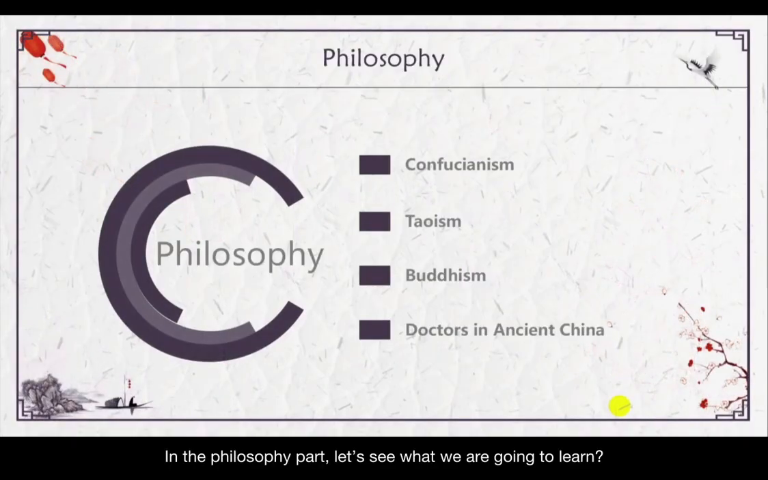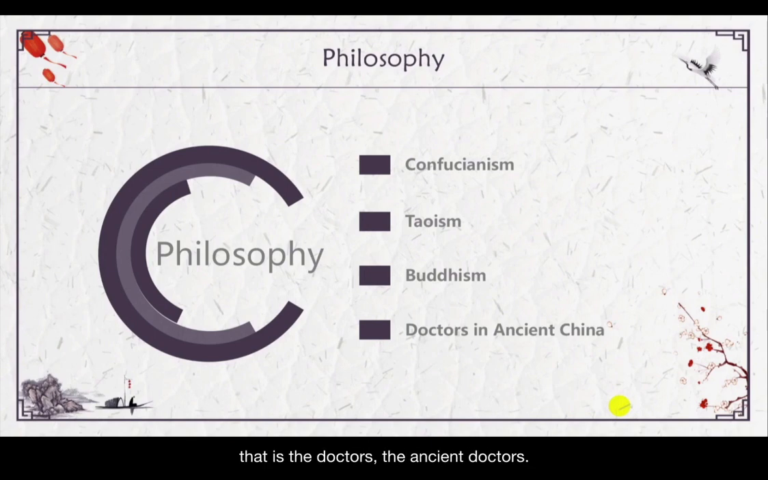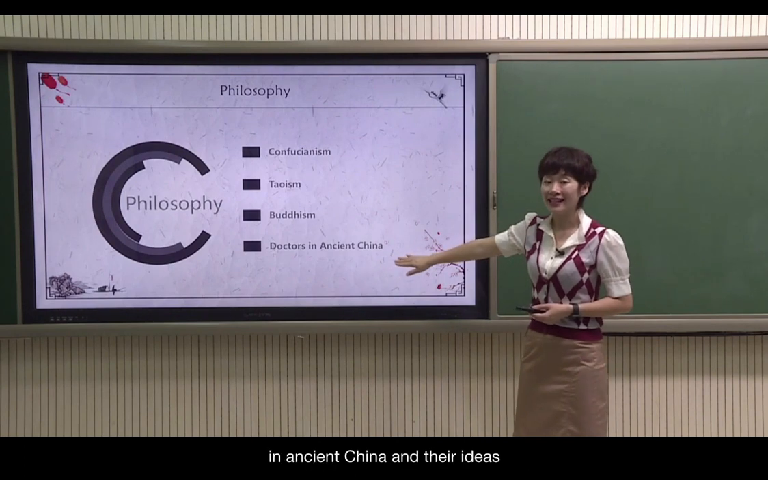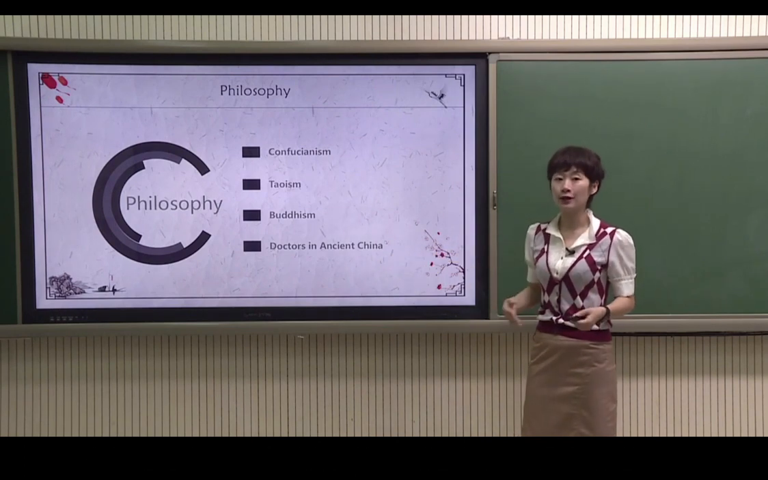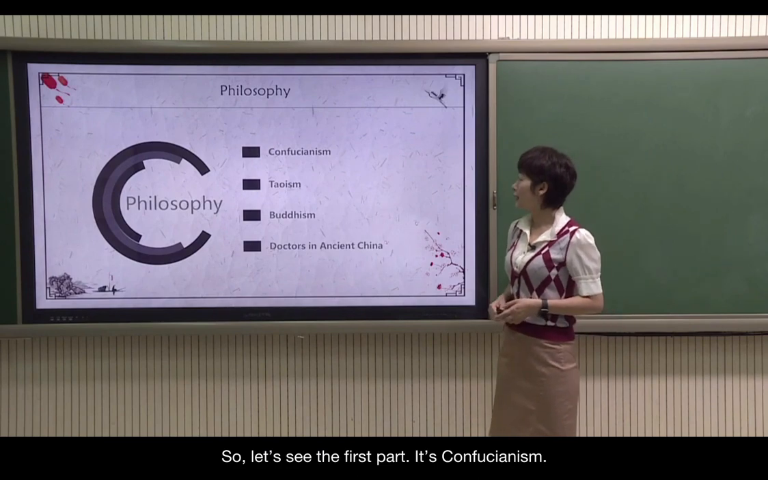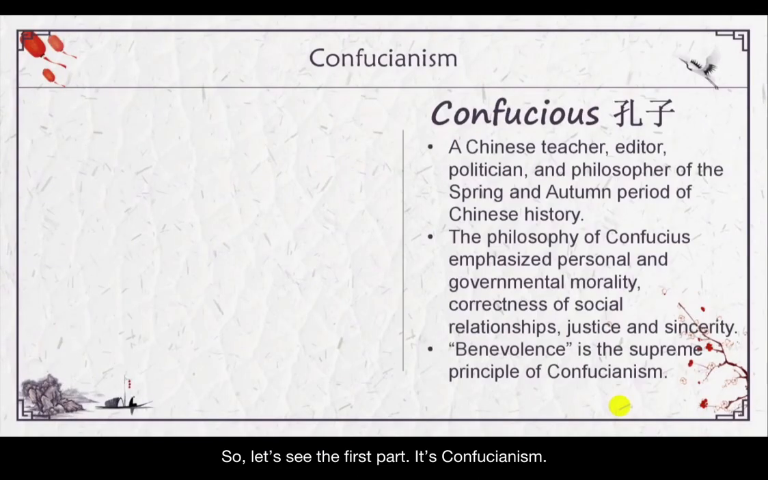So in the philosophy part, let's see what we are going to learn. We are going to learn the Confucianism, Taoism, Buddhism, and all these 3 philosophies or ideas, they are impacting the TCM and the TCM practitioners, that is the doctors, the ancient doctors. So in the last part, we'll learn some famous doctors in ancient China, and their ideas, their prescriptions are actually being used nowadays by the present TCM practitioners. So let's see the first part is the Confucianism.